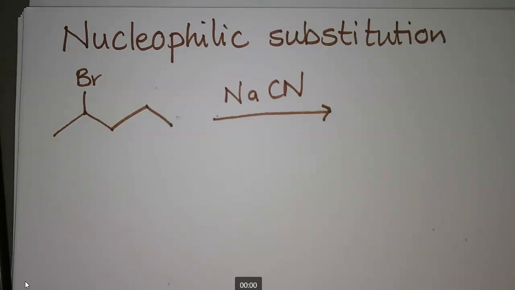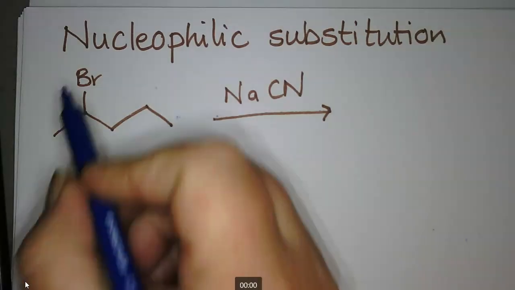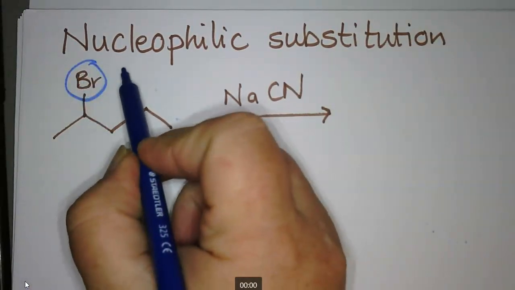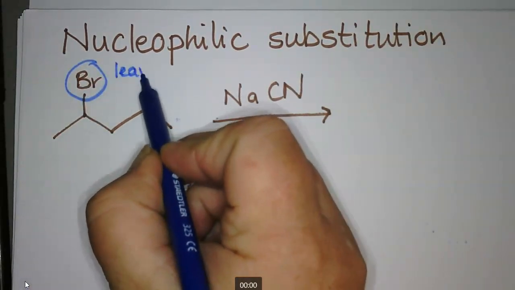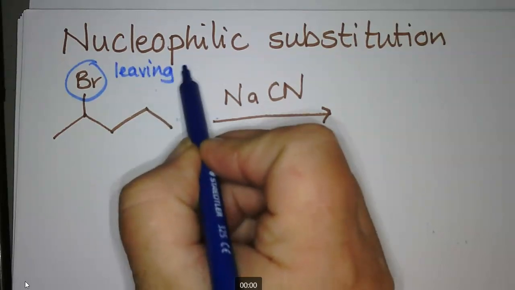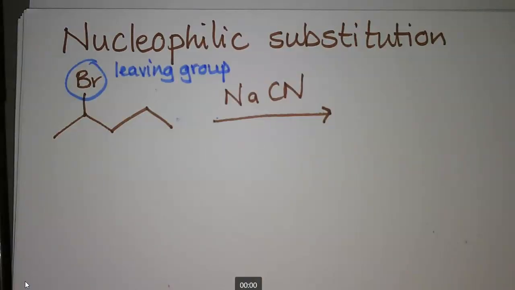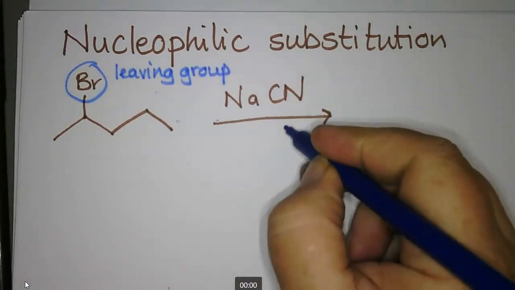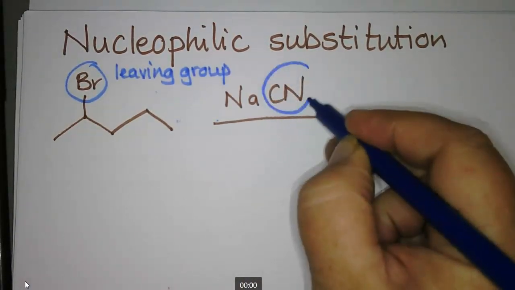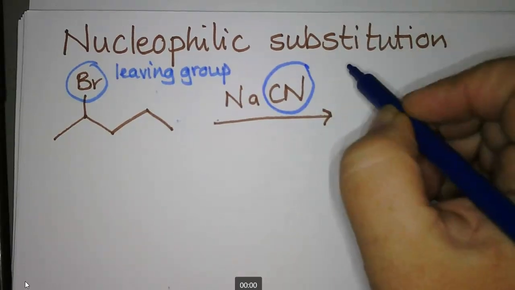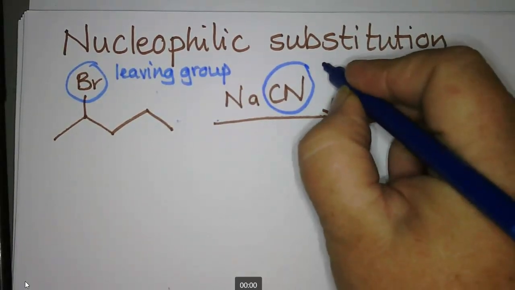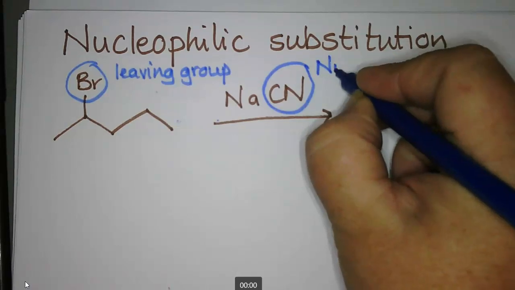Nucleophilic substitution. What we need here is a leaving group, and remember, what is a leaving group? It's something that leaves. And it's something that can be stable after it's left the alkyl halide. And we need a nucleophile. Remember, this one's cyanide. It'll kill you. So we need a nucleophile.